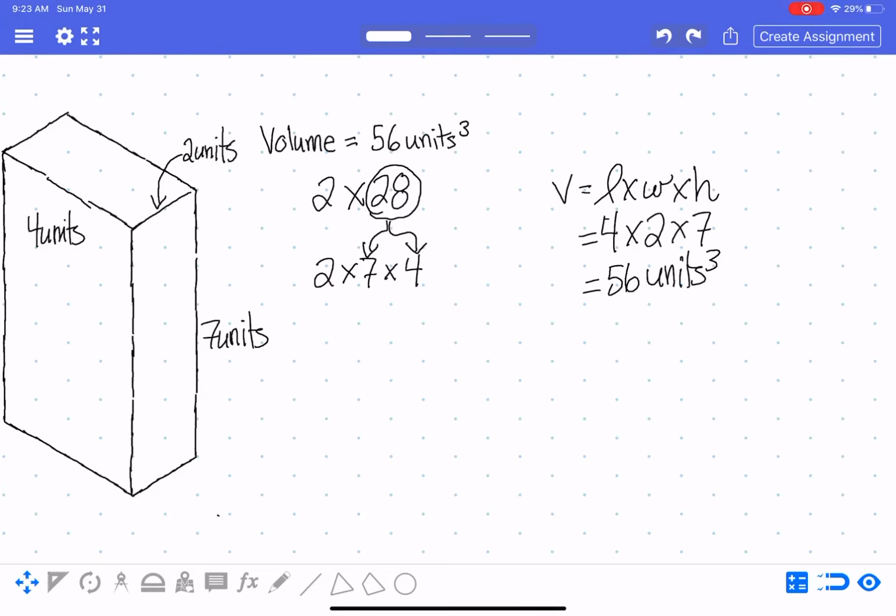Okay. Now, maybe the challenge to you is to figure out, is there another way to draw a rectangular prism that has 56 units cubed? And the answer is yes, but we're not going to do that in the video because then the video will be quite long. Okay, so let's move on.